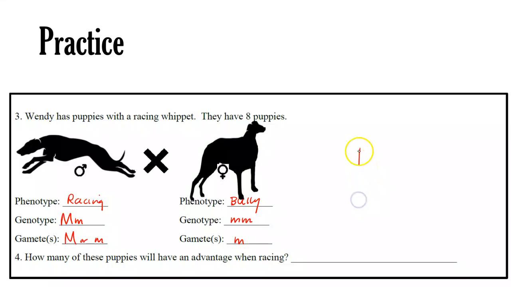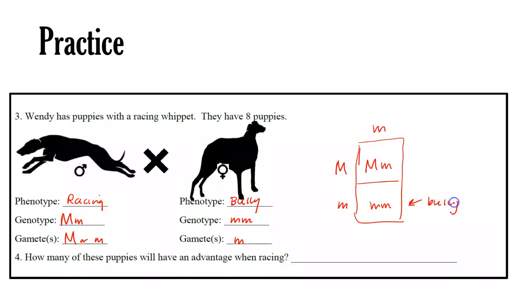If I set up my Punnett square, oops, excited there. Big M, little m, and Wendy can only produce one. So how many of these puppies will have an advantage when racing? If I look here, these are going to be my bullies. These are going to be the racing, so 1/2. Wendy has 8 puppies. 8 times 1/2 probability of racing would be 4 puppies. And so that would be what you get.